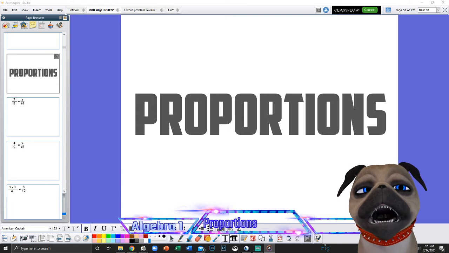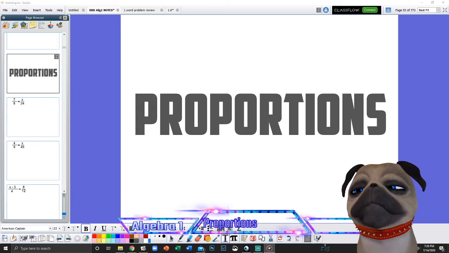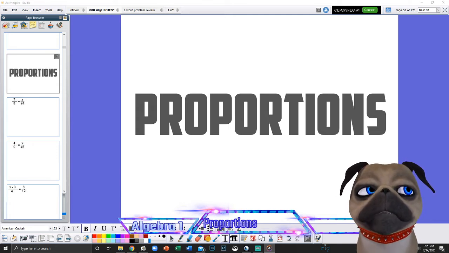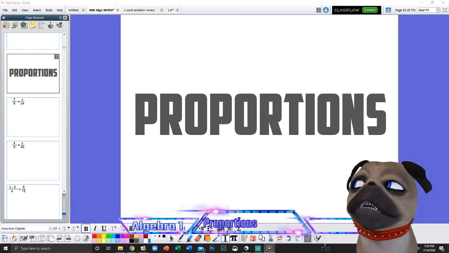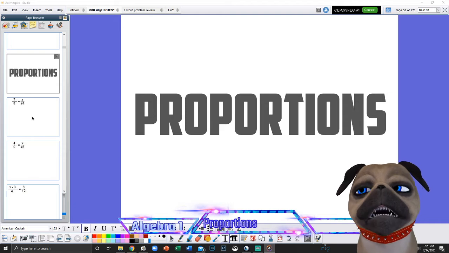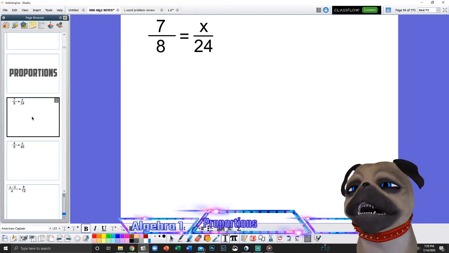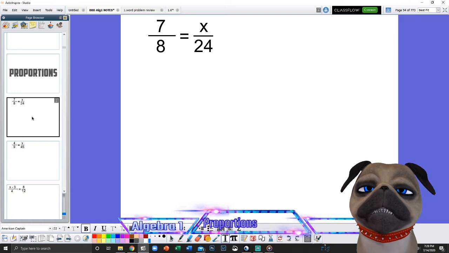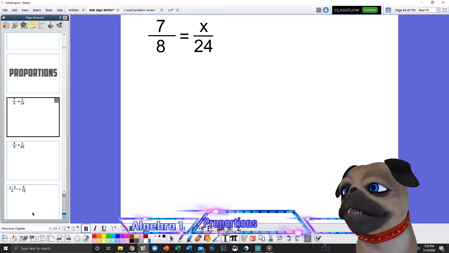Welcome back. Today we're going to do proportions. Proportions, you probably remember this from middle school, so this should hopefully be an easy section, but pay attention because there are a few tricks. Take out that pencil, calculator, and your notes, and let's go.